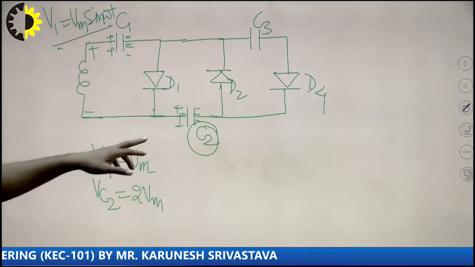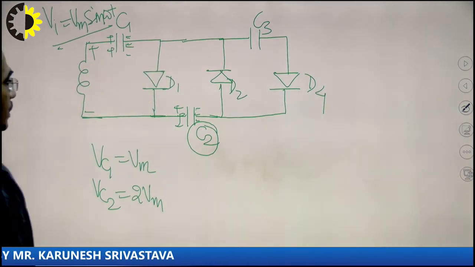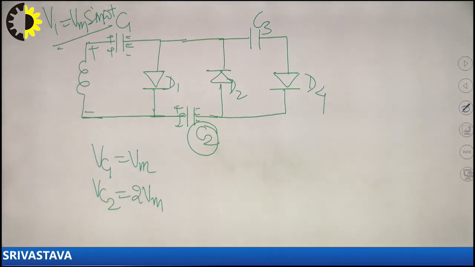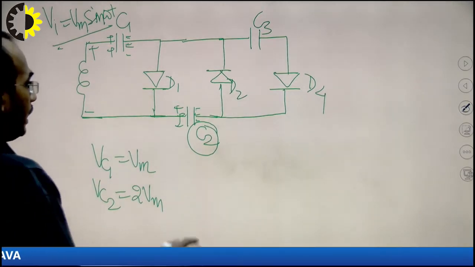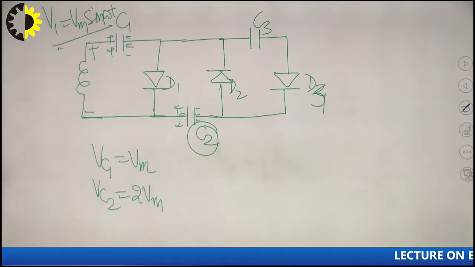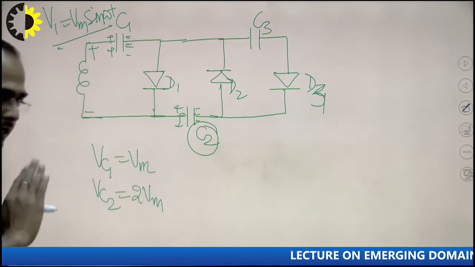Negative half cycle will be there. So next half cycle will be again positive, negative. So Vc2 is twice of Vm. What will be the charge stored at capacitor C3? The diode D3 will conduct, and diode D1 and D2 will not conduct at that time.